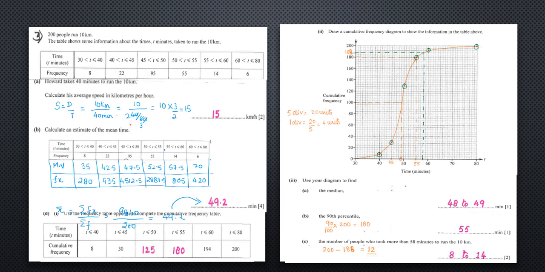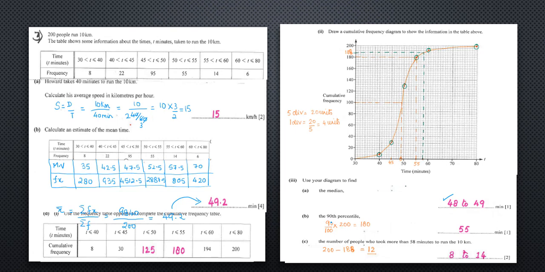We need to find out the median. So here again, median is going to be halfway through. So since the total number of values is 200, 100, we draw a straight line, trace this, and over here on the x-axis, as we can see, one division is equal to approximately 1 unit. So this value could actually lie anywhere between 48 to 49, and that is an acceptable range for the answer. Now for the 90th percentile, 90% of the total frequency.